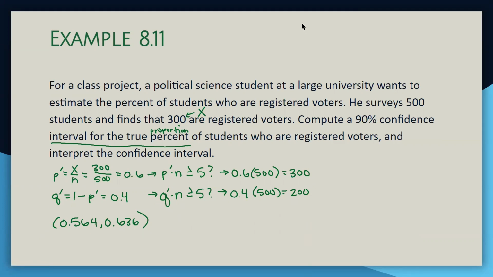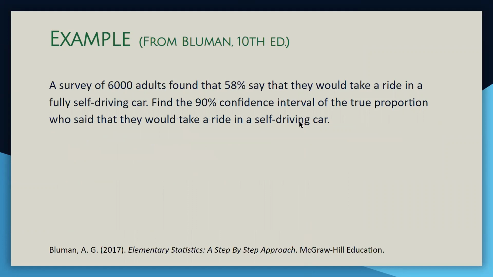Let's try another example, and this time we'll do GeoGebra so we can see what that looks like in GeoGebra. So this example says a survey of 6,000 adults found that 58% say that they would take a ride in a fully self-driving car. Find the 90% confidence interval of the true proportion who said that they would take a ride in a self-driving car.